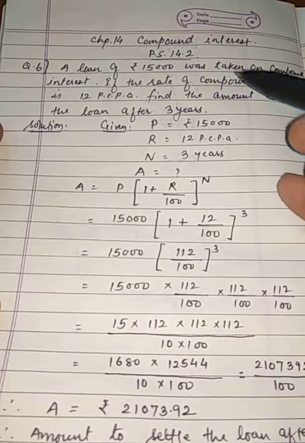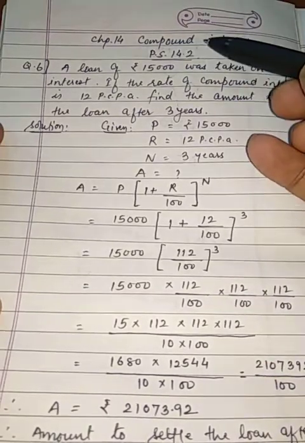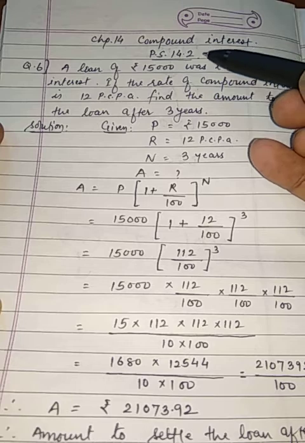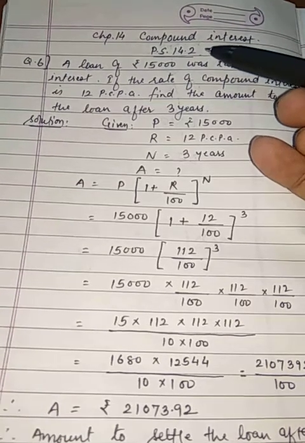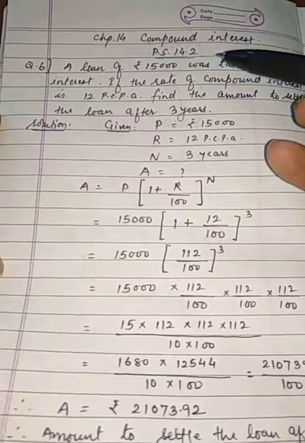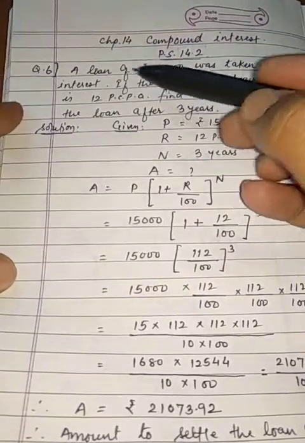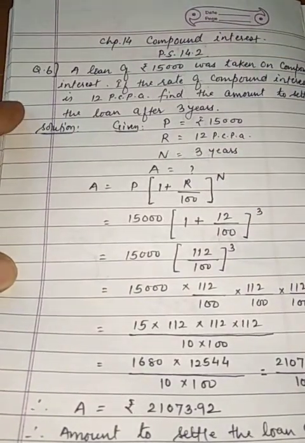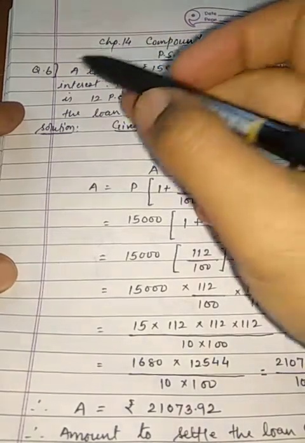Good morning, students. Today we will continue practice set 14.2 from the chapter on compound interest. We have already completed problem number 1 to problem number 5. Now let's start with problem number 6.